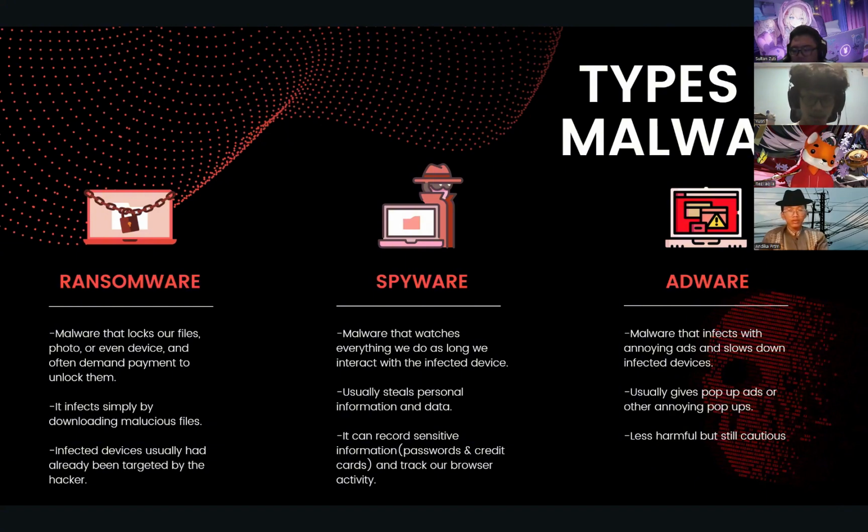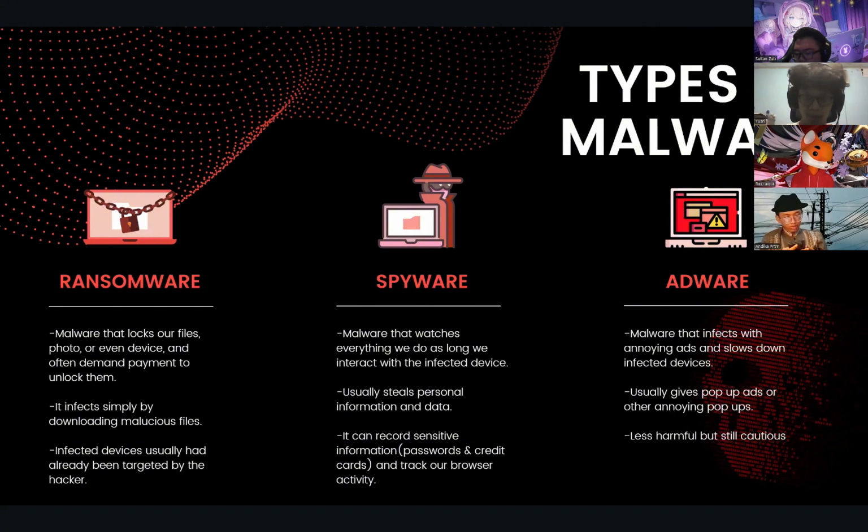And the fifth type of malware is spyware, which watches everything the user does as long as the user interacts with the infected device, and it usually steals personal information and data as it can record sensitive information like passwords, credit cards, and track the user's browser activity. And spyware is often accompanied by other malware that serves as a distraction. For example, the Trojan, which seems like the usual files, will enter the device as a helpful program, and then the Trojan will open the pathways for the spyware to enter the device. Then the spyware itself will do the job in the background.